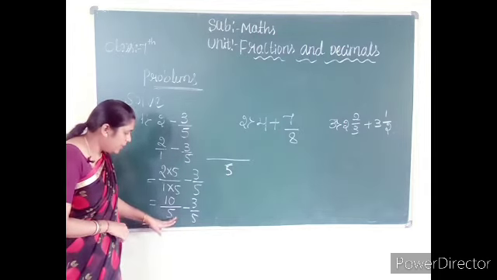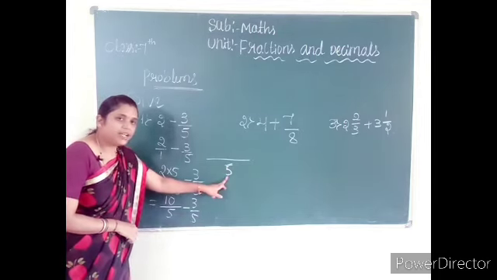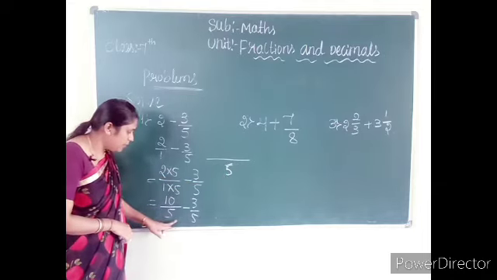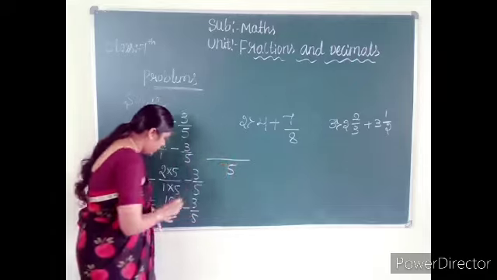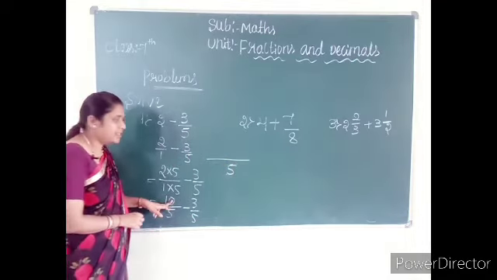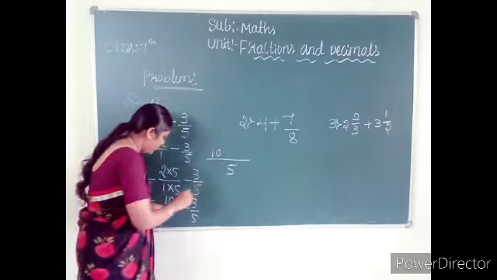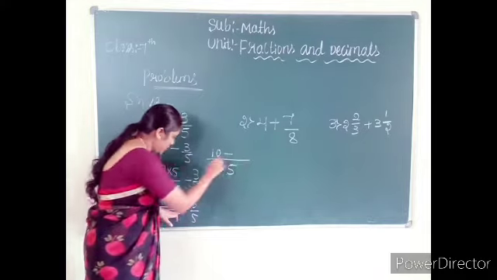Since the denominator is the same, the LCM is also the same. We take the LCM for the denominator. The LCM is equal to 5. So we write the numerator as it is: 10 minus 3.